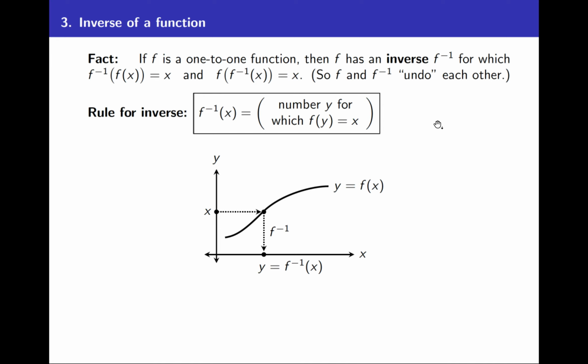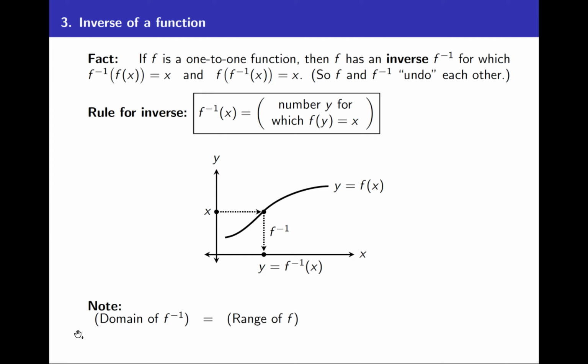So you can think of a rule for the inverse as being this. F inverse of x is the number y for which f of y equals x. F inverse of x is the number y down here for which f of y equals x. And often using this rule that's in the box, this rule for an inverse, you can reason out function values for inverses. We'll look at an example of that, but there's one more thing I want to say on this slide.